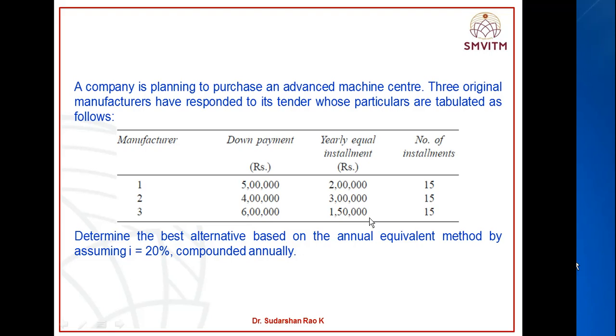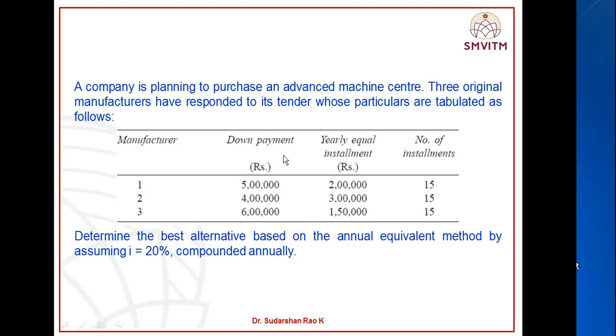For example, a company is planning to purchase an advanced machine center. Three original manufacturers have submitted their tenders, whose particulars are tabulated in the table. That is manufacturer 1, 2, 3. They have given the quotation to supply the machines.